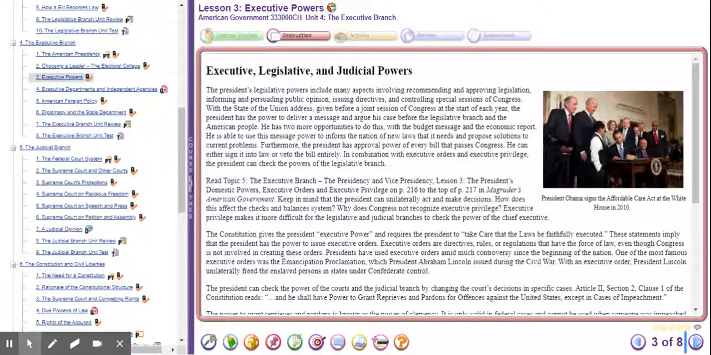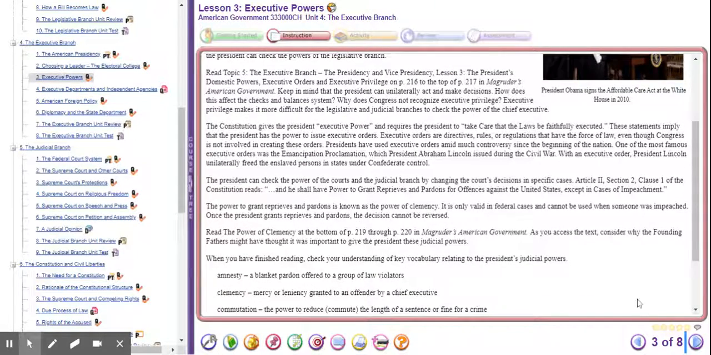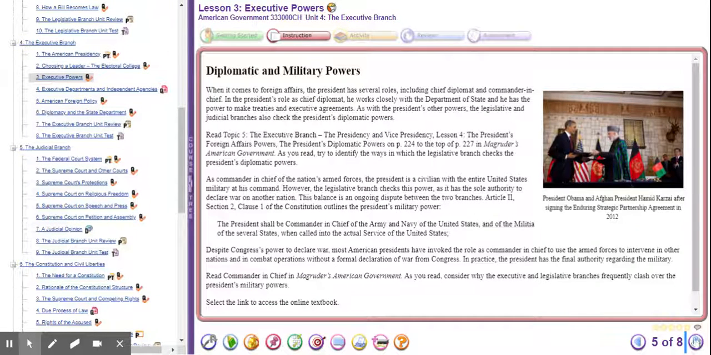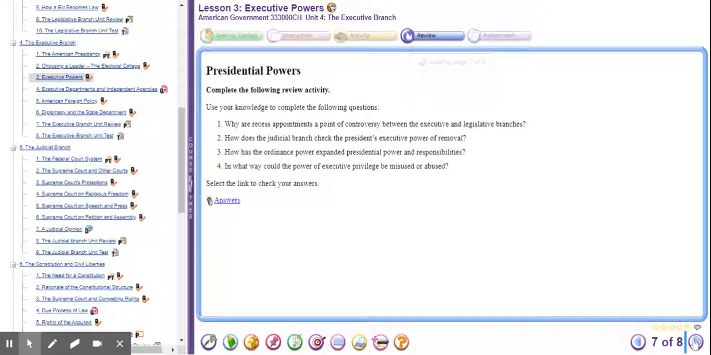Okay, here's executive, legislative, and judicial powers. And again, I would definitely read through that. You should be able to give an example of each of those types of powers. And here's appointment and removal power. We talked about that. Diplomatic and military power. It gives you examples here of that. And then activity. And there's just some questions to think about.